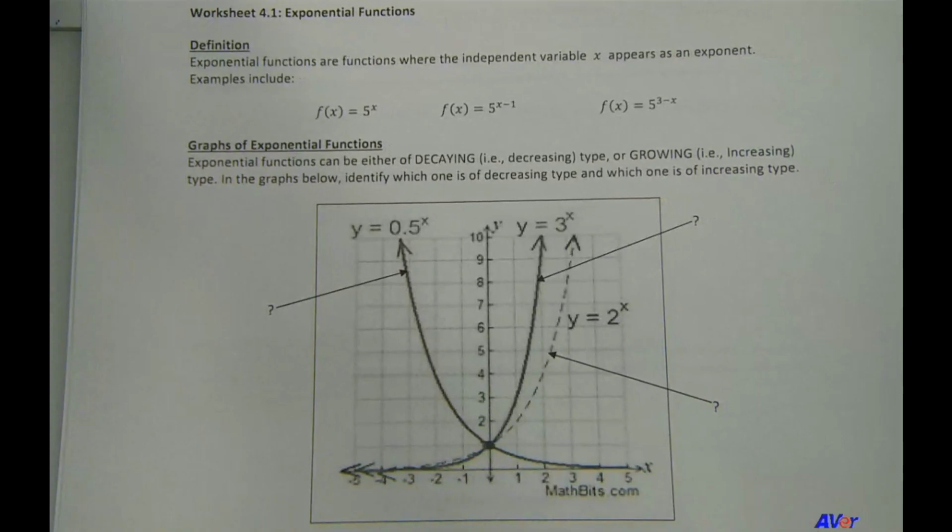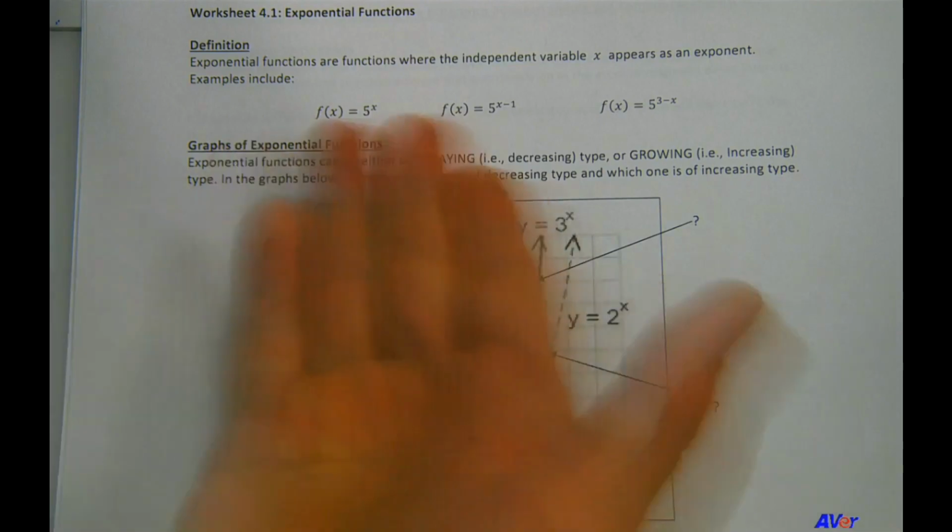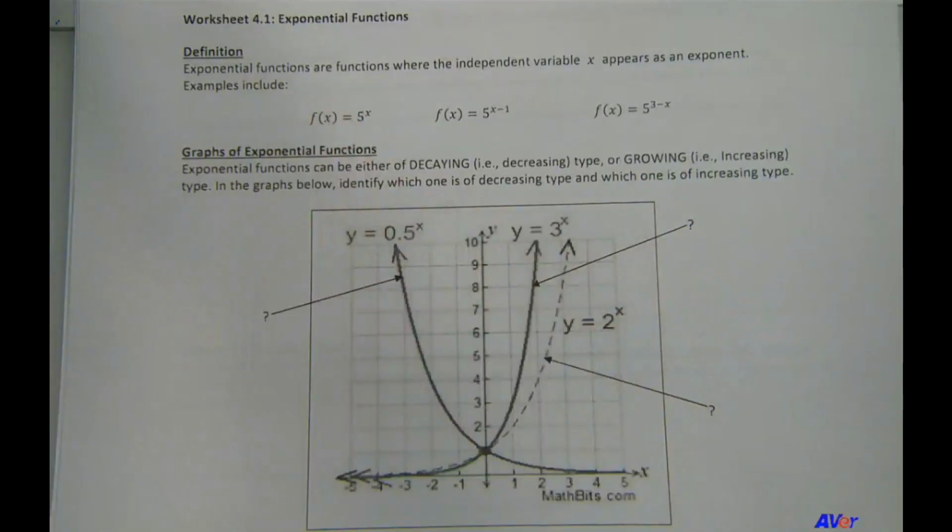Okay, so what is an exponential function? Well, so far, every time you saw a variable x, it was never in the exponent of something. The exponent was always a number up to this point. But if the variable in a function is in the exponent of that function, then you have an exponential function. These are some examples that you see right there.